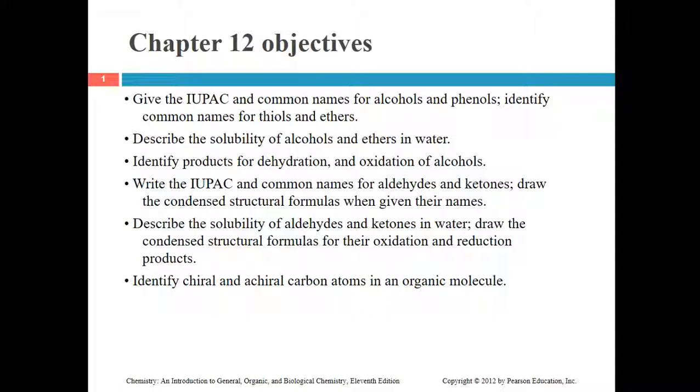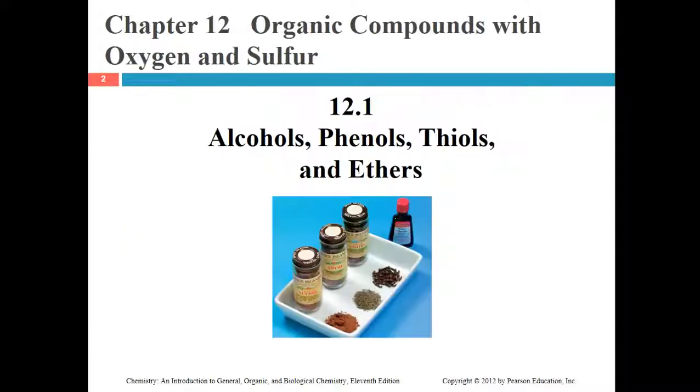Write the IUPAC and common names for aldehydes and ketones. Draw the condensed structural formulas when given their names. Describe the solubility of aldehydes and ketones in water. Draw the condensed structural formulas for their oxidation and reduction products. Identify chiral and achiral carbon atoms in an organic molecule.